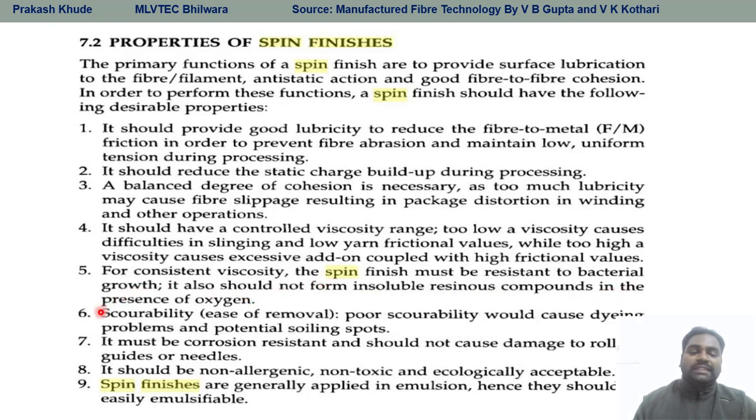The sixth important desirable property is scourability, or we can say ease of removal. Poor scourability would lead to dyeing problems, and it has the potential of soiling spots.